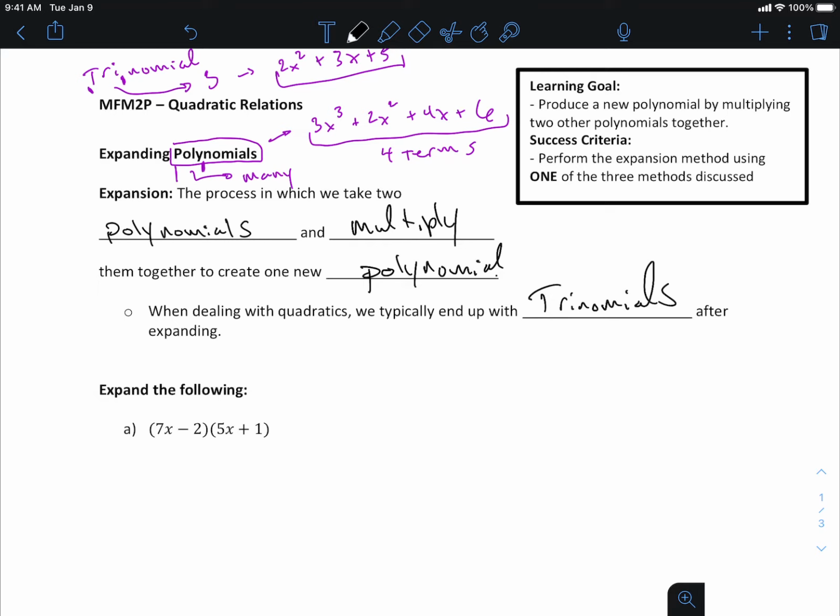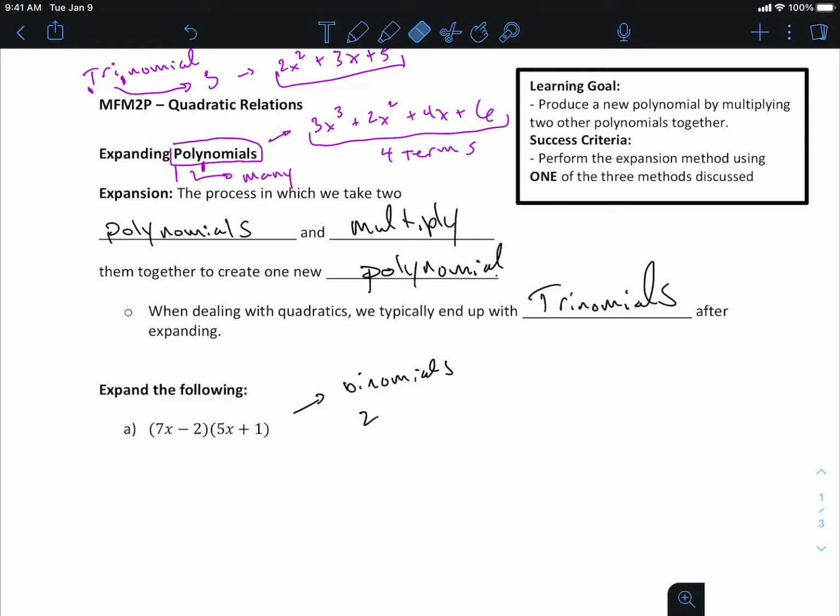So you can see down here, I see 1 term, 2 terms. Both of these are called binomials, because there's 2 terms, and the prefix bi means 2. So we're just going to multiply these together, and this is where I'm going to show you multiple representations, or different ways to do this.